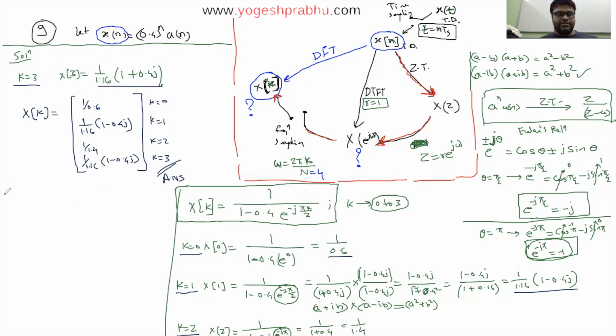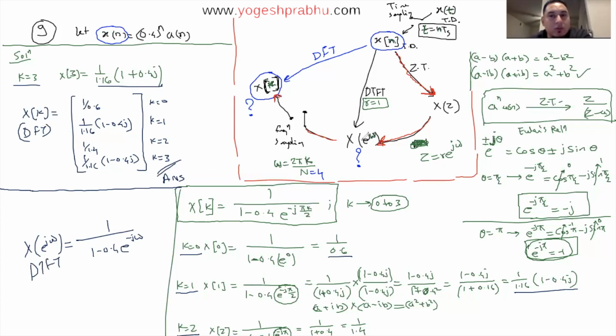And done. So that solves for the 4-point DFT. This is the answer. This is the 4-point DFT. This x of k is nothing but DFT. And what about the DTFT? There was a DTFT in between that we got, x of e to the j omega, which was 1 over 1 minus 0.4 e to the negative j omega. This was DTFT. DFT is over here.